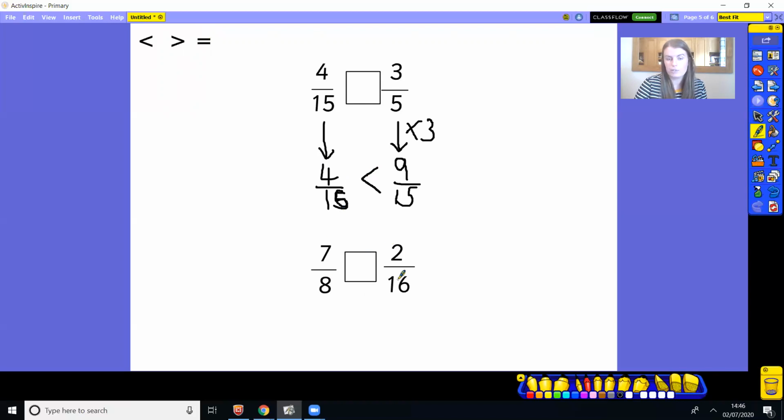7/8 and 2/16. So this time I know I can make 8 into 16 by timesing it by 2. So 14/16. And then that one would stay the same, 2/16. So this time we would use the greater than symbol. 14/16 is greater than 2/16. But the most important thing is that we make sure that both fractions have the same denominator. Okay, and that is Friday's work.